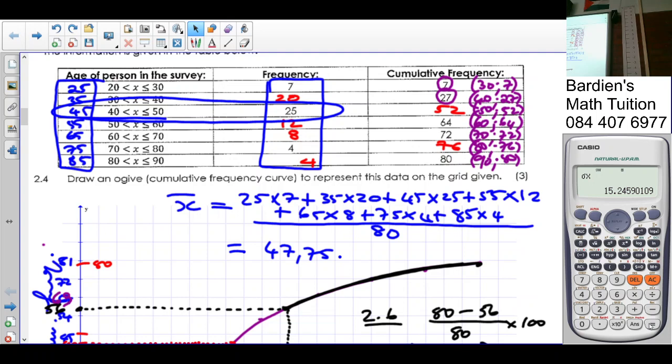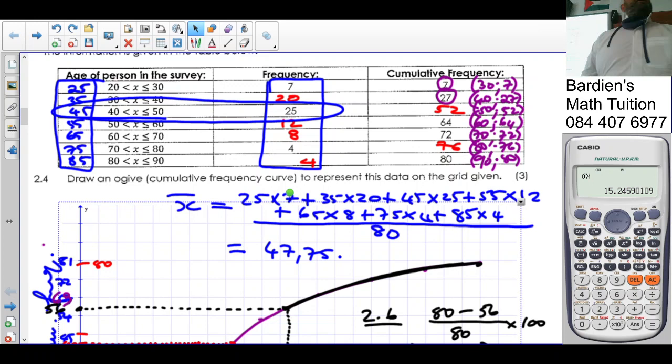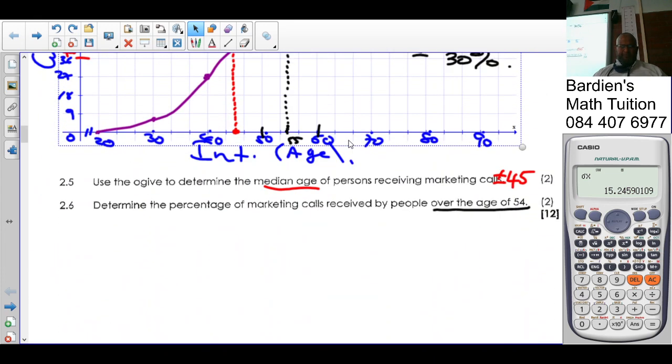Okay. You see how easy it is to get these marks in maths. You just need to practice it. Once you practice it often, you'll remember the calculation itself.